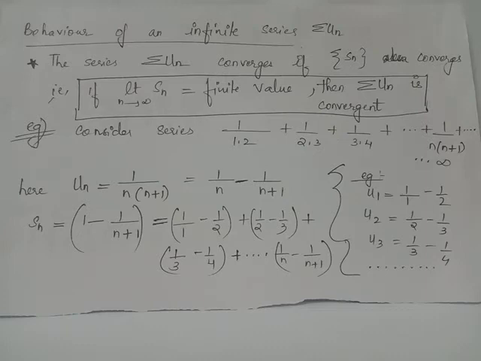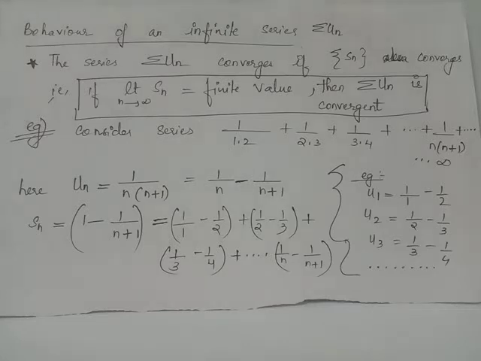Let us discuss the behavior of the infinite series using the behavior of the sequence of partial sums. Whenever limit n tends to infinity of Sn, that is, the limit of the nth partial sum, gives you a finite value, you will conclude that the given infinite series is also convergent. In case you get limit n tends to infinity Sn equals an infinite value, that is, positive infinity or negative infinity, you will conclude that the given infinite series is divergent.